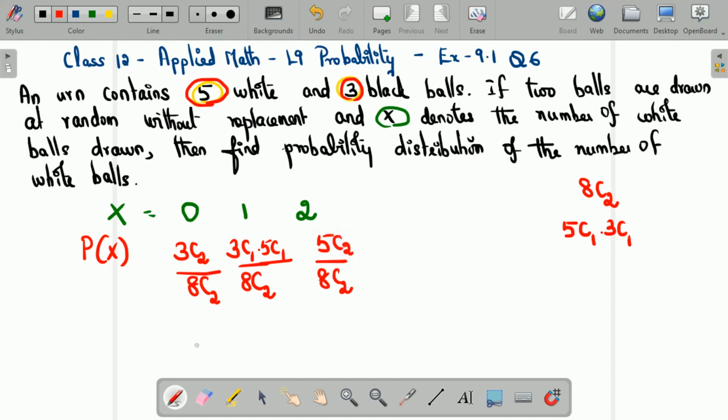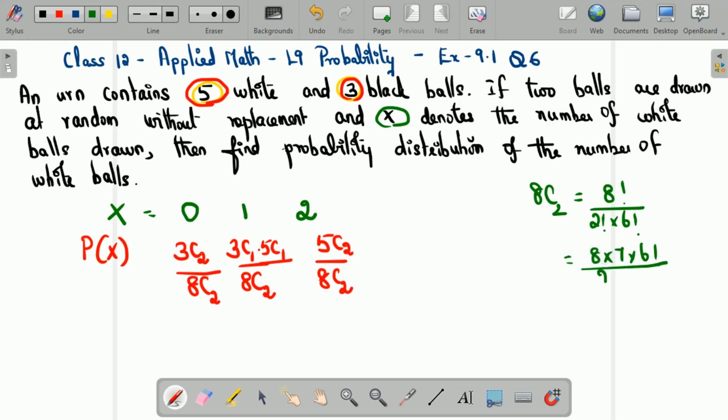Now all we have to do is calculate each of these values. So first let's compute 8C2. 8C2 is nothing but 8 factorial divided by 2 factorial into 6 factorial. So 8 factorial is 8 into 7 into 6 factorial, and 2 factorial is just 2 into 6 factorial. So 6 factorial will be cancelled out. So this will become 4, and 7 4s are 28. So the denominator in each case is going to be equal to 28.